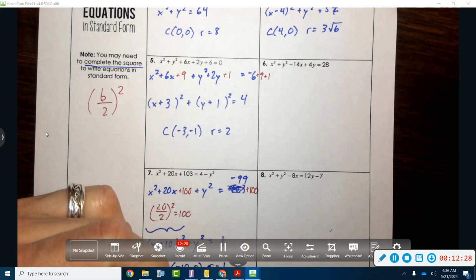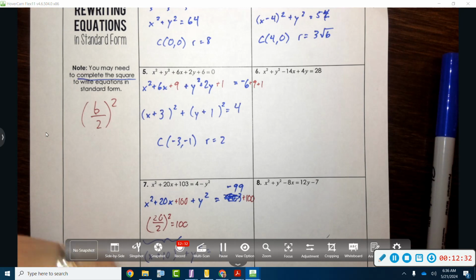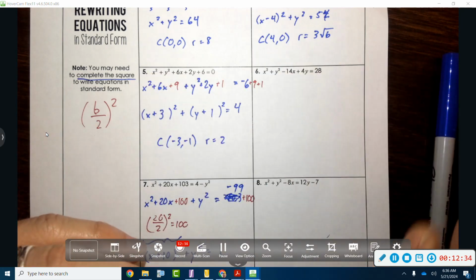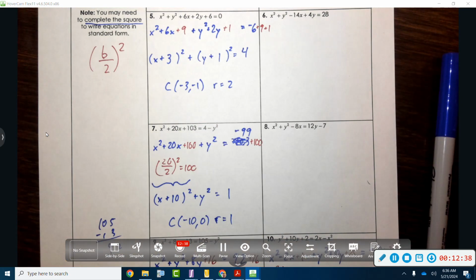That's completing the square for these guys. And what's really nice is that this completing the square follows us through all of the conic sections. And if this makes sense, then everything we do with conic sections is going to make complete sense.